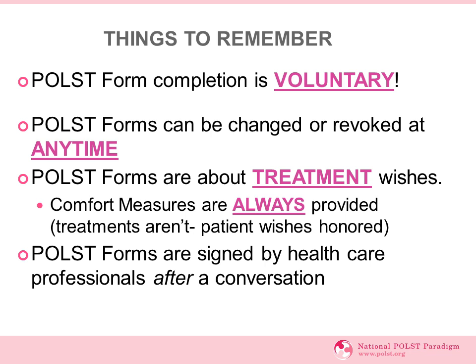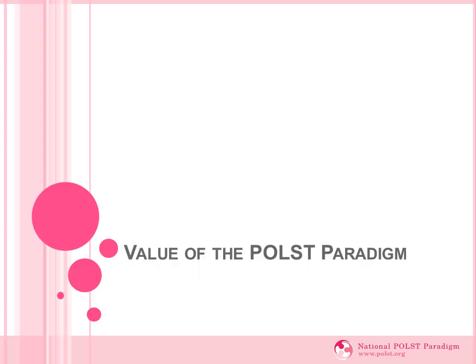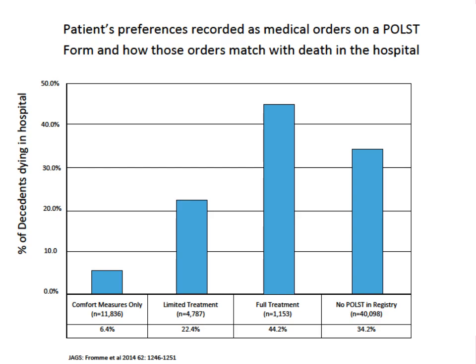And almost all forms have an attestation or statement that the healthcare professional is agreeing that the orders on the form reflect the patient's treatment wishes, and those wishes cannot be known unless a conversation has taken place. And again, who can sign varies by state, and you can find information online. So for those of you who like data and numbers, the next couple of slides are for you. In 2014, the Journal of the American Geriatrics Society published a study showing the strong connection between POLST form orders and where people ultimately die.